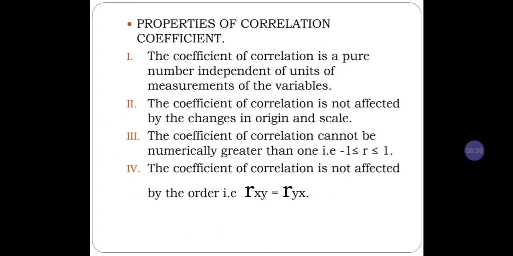Then properties of the correlation coefficient. The coefficient of correlation is a pure number, independent of the units of measurement of the variables. The coefficient of correlation is not affected by changes in the origin and scale. So when the origin and scale change, the coefficient will not change. The coefficient of correlation cannot be numerically greater than 1, so your R will lie between minus 1 and plus 1.